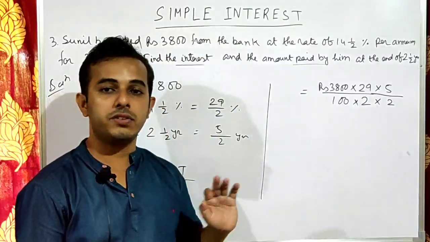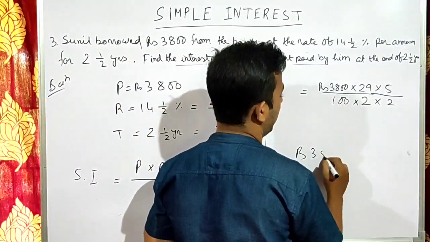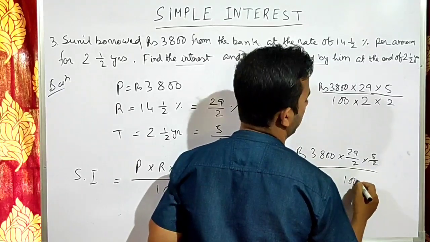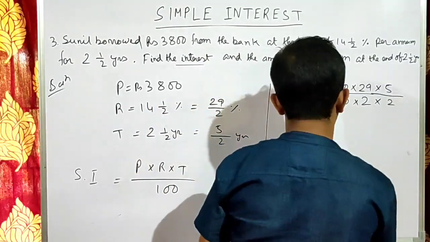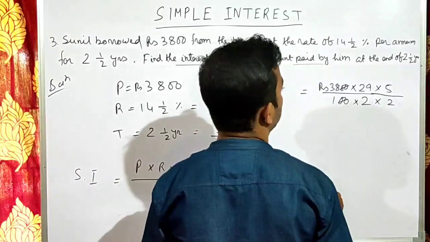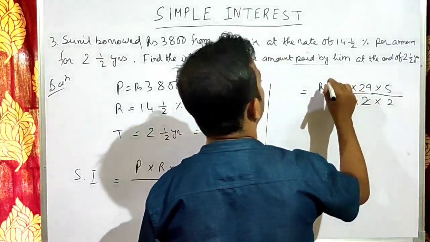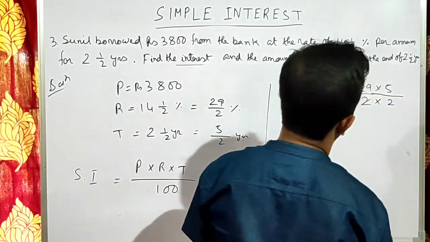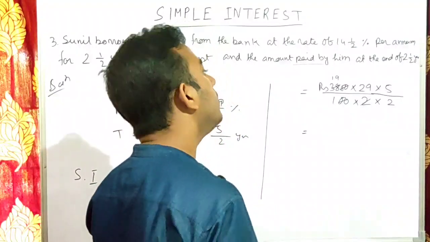This is the main thing in these questions, how to write this. You can also write 3800 into 29 by 2 into 5 by 2 divided by 100, but I am telling you, write it like this, it will be better and save time also. Now this 200 cancels with the 3800, giving 19, and 2 into 9 is 18. Now we have to multiply 19 into 29 into 5 divided by 2.